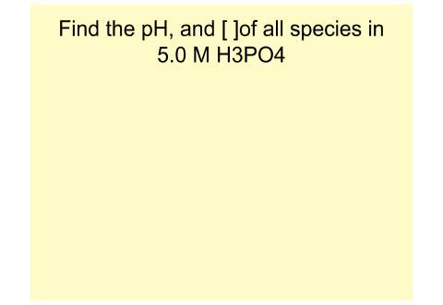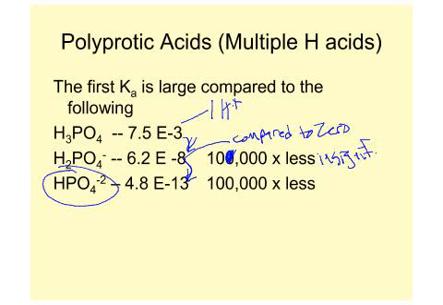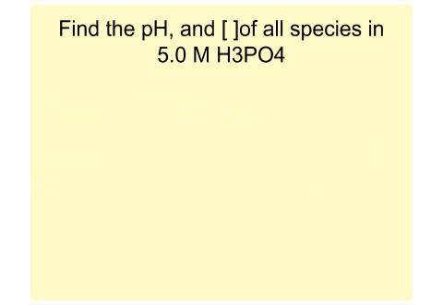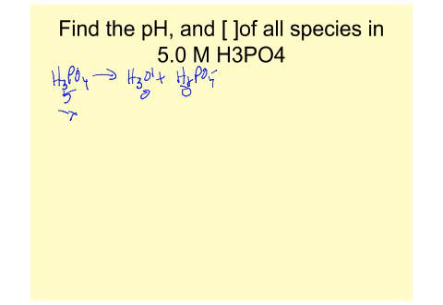Find the pH and concentration of all species in 5 molar H3PO4, and I gave the K's up here. So I'm going to have to bounce back and forth to get the K's as I go through this, and this is a long problem. Leave a lot of space in your notebook for it. So H3PO4, I'm going to drop the water out of this just because I'm being lazy. Makes H3O positive plus H2PO4 negative. I've got 5 molar, 0, 0. Minus X plus X plus X. So 5 minus X, X, and X.